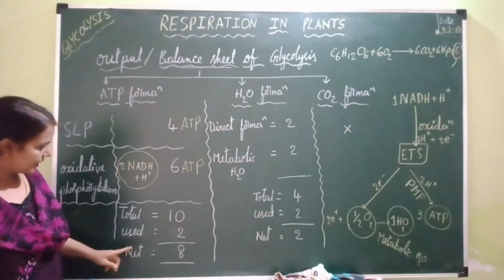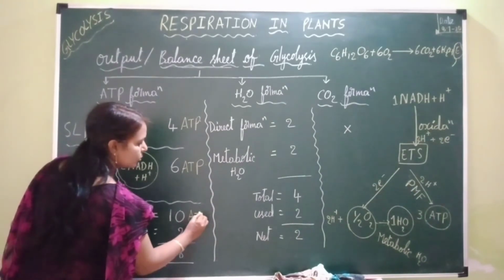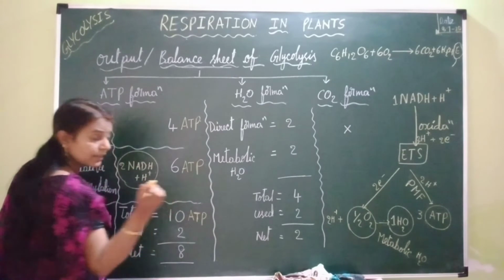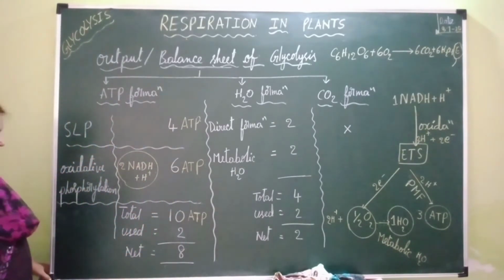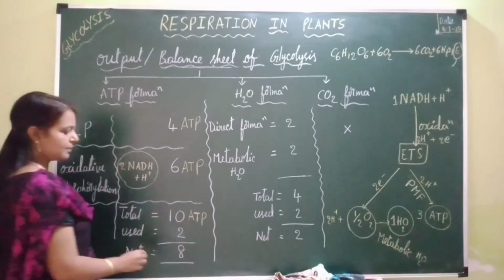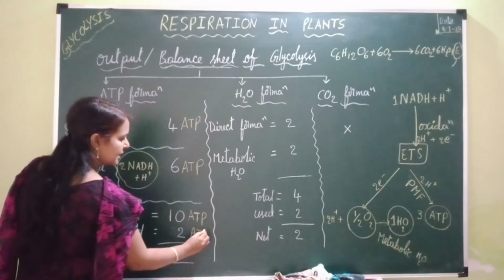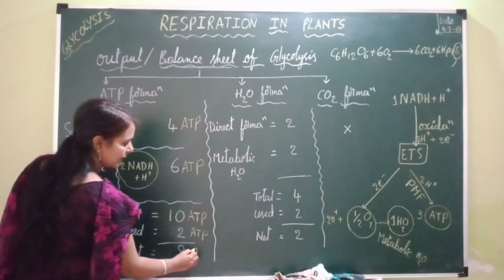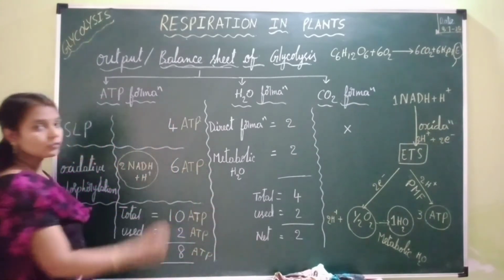Among these total 10 ATPs, how many ATPs are used up? 2 ATPs are used up. Where are they used? In the first step and third step, phosphorylation occurs. There 2 ATPs are used. So as 2 ATPs are used, what is the net gain of ATP? 8 ATPs net gain of glycolysis.